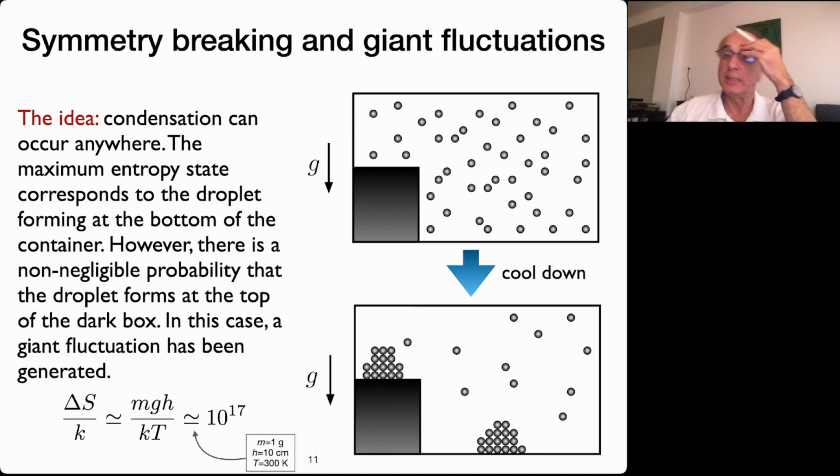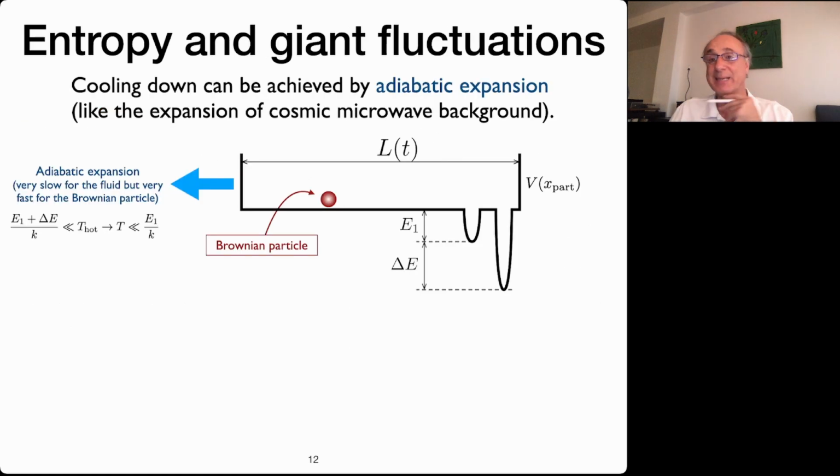Okay, so just to explore this idea a little bit more in a simpler system, let me go to the next example, because here you can say this is a system that is being cooled down, so you need to contact the system with several thermal baths with lower and lower temperature and so on. We can mimic this with an adiabatic expansion. So let me introduce this toy model for the creation of these metastable states or giant fluctuations.